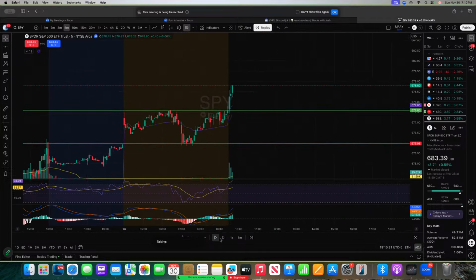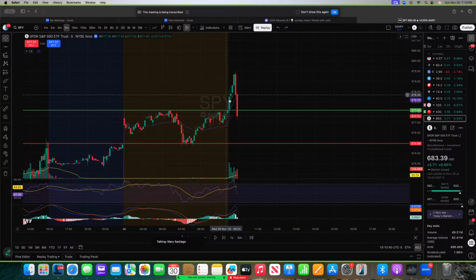Okay. Was your purple line the VWAP? Yes, the purple line is the VWAP. Okay, so we got 1, 2, 3. Let's pause that. You got 1, 2, 3, right? So this will be serving as your resistance, right? That will be served as a resistance.